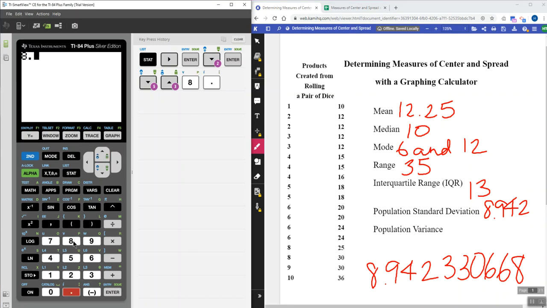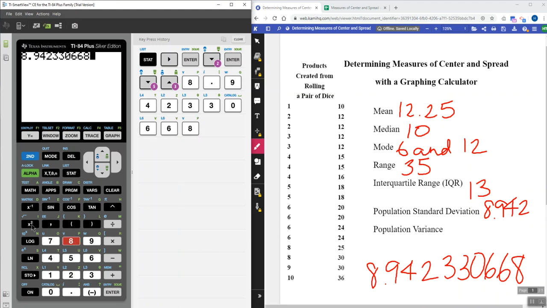I am certain that it goes beyond that, but at least for the number of digits given to me, if I were to square this, I end up with roughly 79.965. Population variance is always that standard deviation squared.